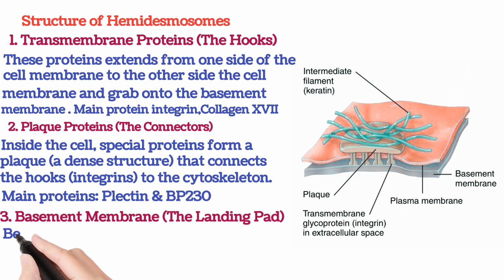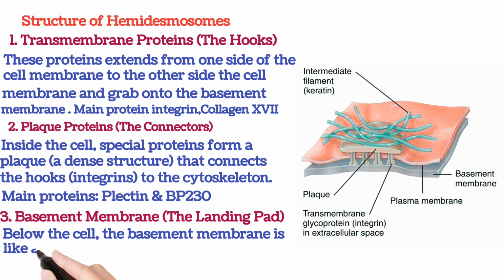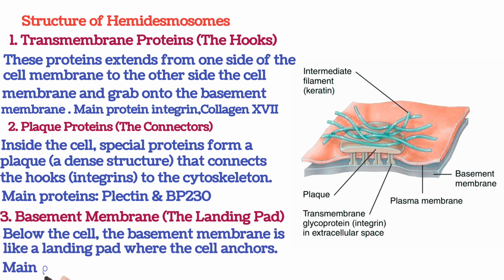Basement membrane, the landing pad. Below the cell, the basement membrane is like a landing pad where the cell anchors. Key protein: laminin 332. This interacts with integrins to form a strong attachment. Collagen 4 provides extra support to stabilize the attachment.